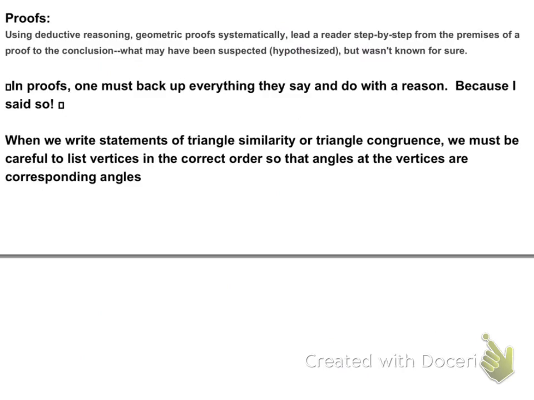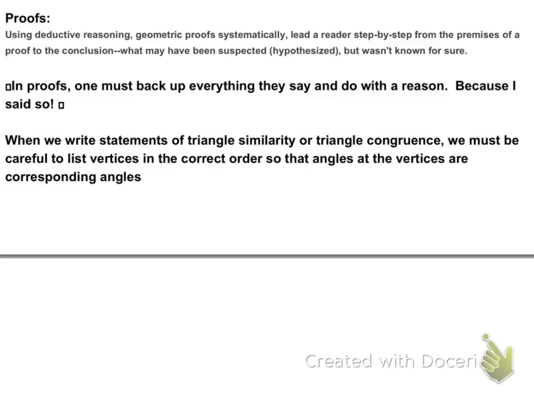So what we're going to do with these postulates, guys, is proofs. And we're going to use that deductive reasoning. What do you think we made those little syllogisms up of? If it rains, I'll go to town. It's raining, so therefore I go to town, right? Logical or valid or invalid arguments. So we're going to use deductive reasoning. Geometric proofs systematically lead a reader step by step from the premises of a proof to a conclusion.